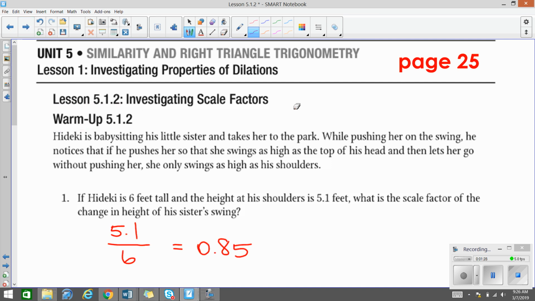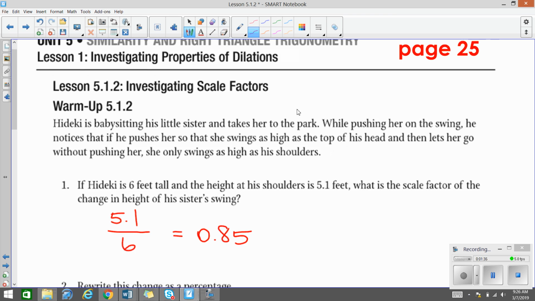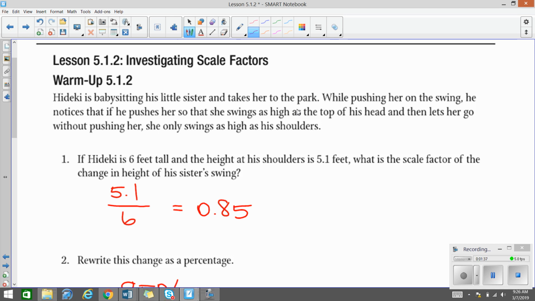All right, so here we go. So here are your answers. So again, if Hideki is 6 feet tall and the height of his shoulders is 5 feet 1, what's the scale factor of the change of height of his sister's swing? So again, he starts here. This is the old, and then she ends up at the height of his shoulders, which is the new. So for scale factor, it is new over old.